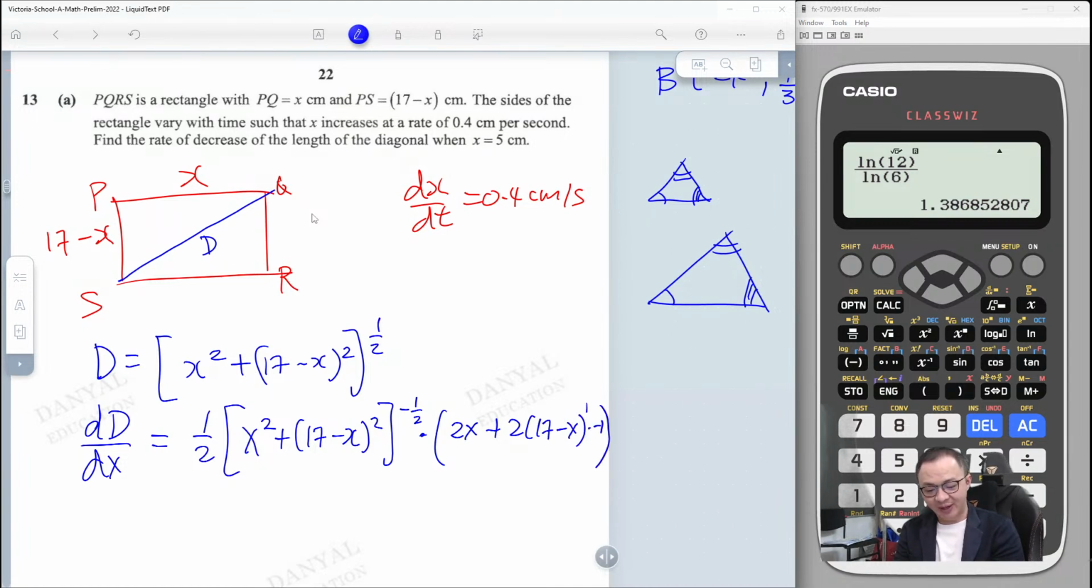A lot of things, man. Let's solve whatever is behind the bracket first. So this is 2x minus 34 plus 2x, because negative 1 times 2, right? Minus 34 plus 2x. Then 2x plus 2x, so it's 4x minus 34. Then I multiply the half for it. So it should be 2x minus 17.